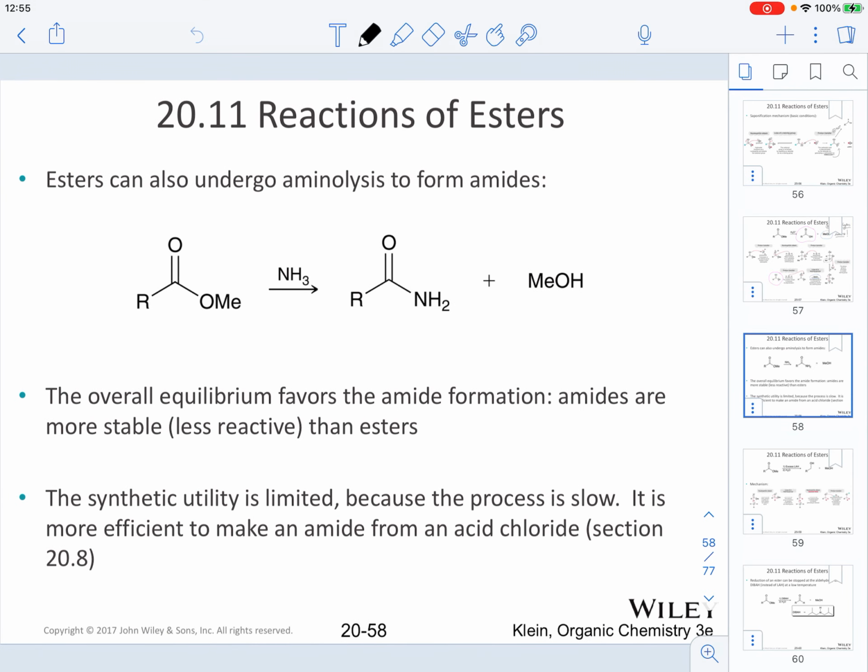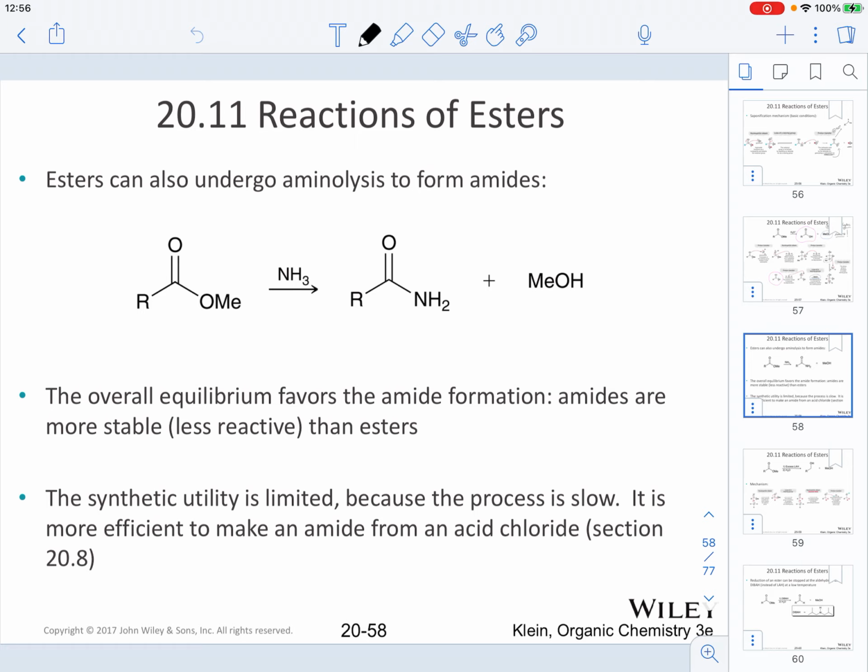Esters can also undergo aminolysis. So understand that in this case, what we have is the formation of an amide. So when we have an ester reacting with an amine, we are going to be forming an amide. As you can see illustrated in this reaction, we are taking an ester and reacting it with ammonia. And in turn, the group that is bonded to the single bond oxygen is going to turn into an alcohol.